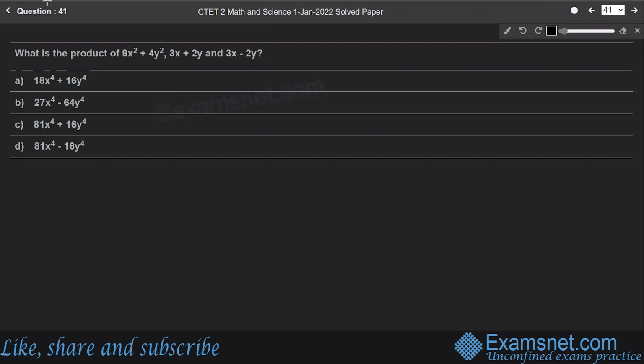Question number 41. What is the product of 9x square plus 4y square, 3x plus 2y and 3x minus 2y? Let us simplify the second and third term, 3x plus 2y and 3x minus 2y. For that, we are using the formula a plus b into a minus b is equal to a square minus b square.